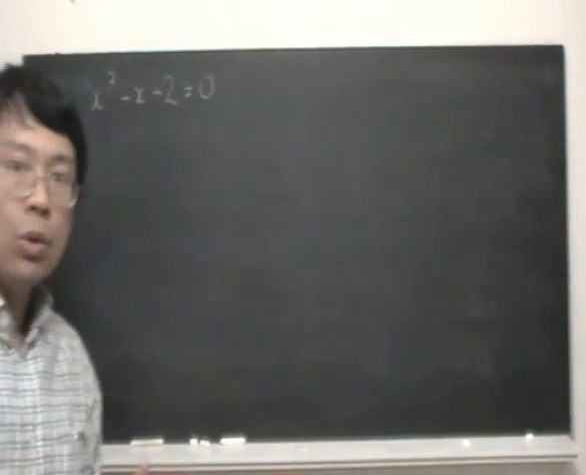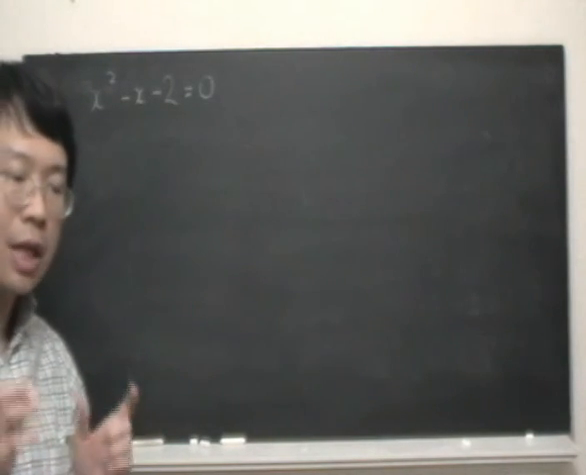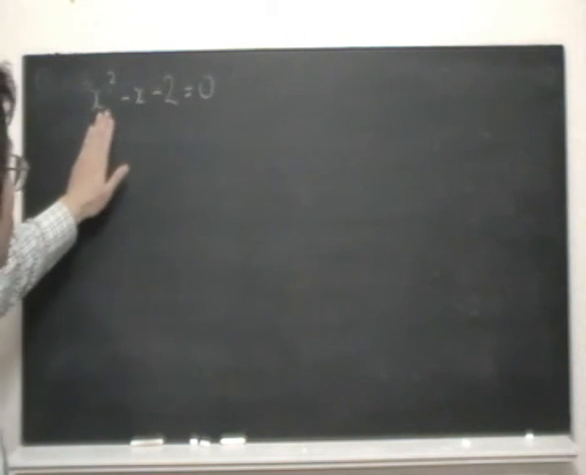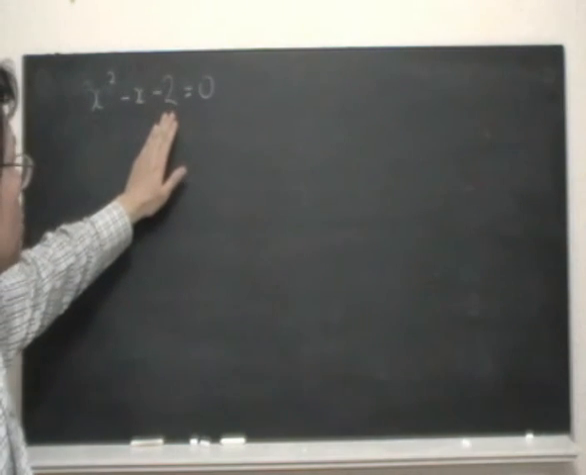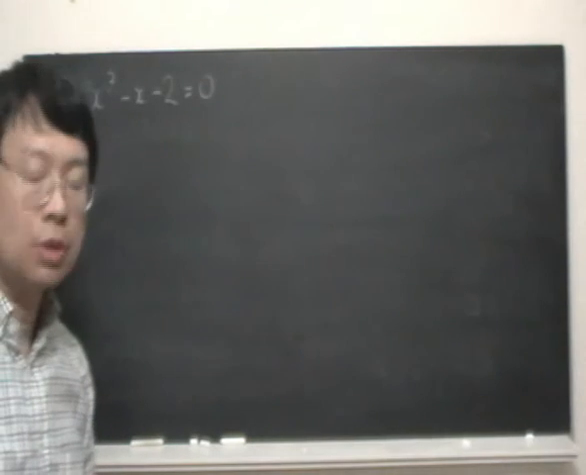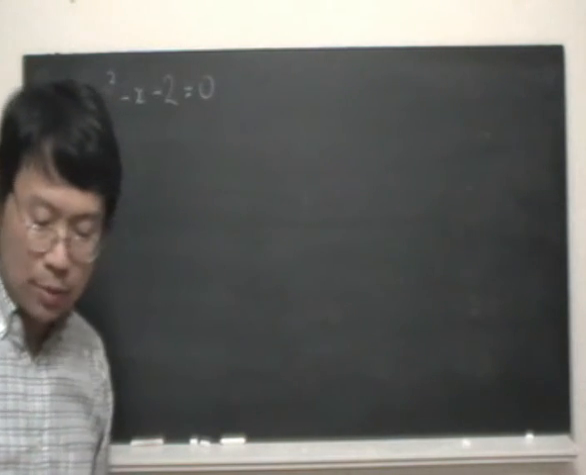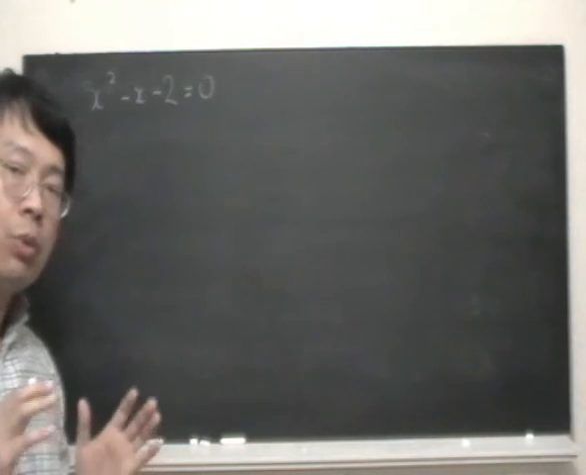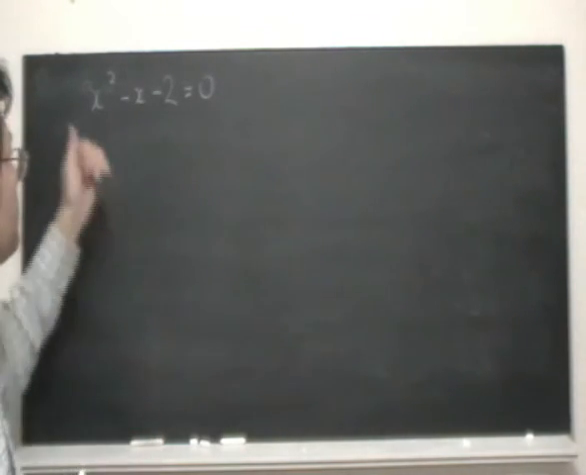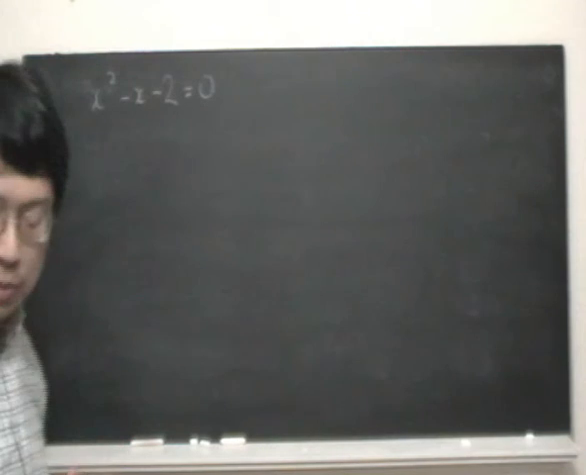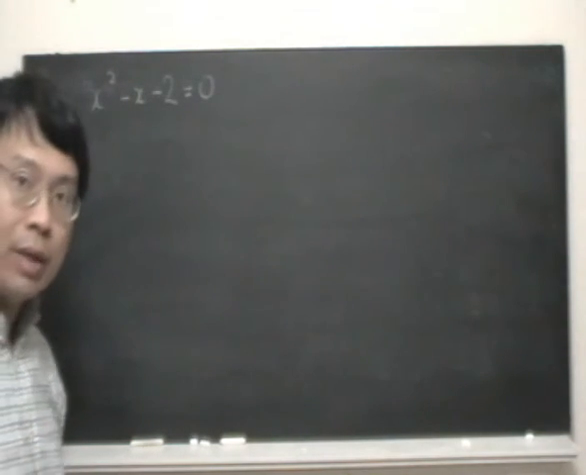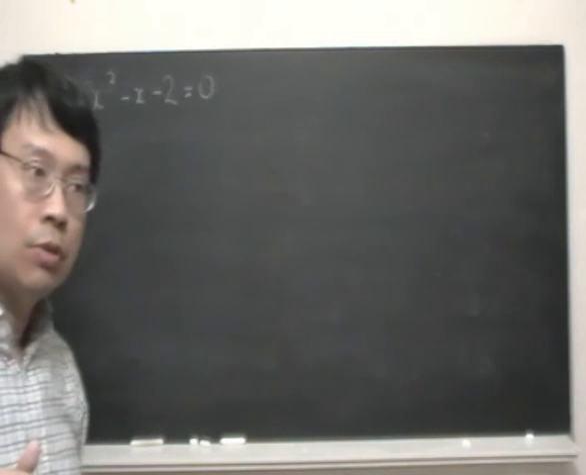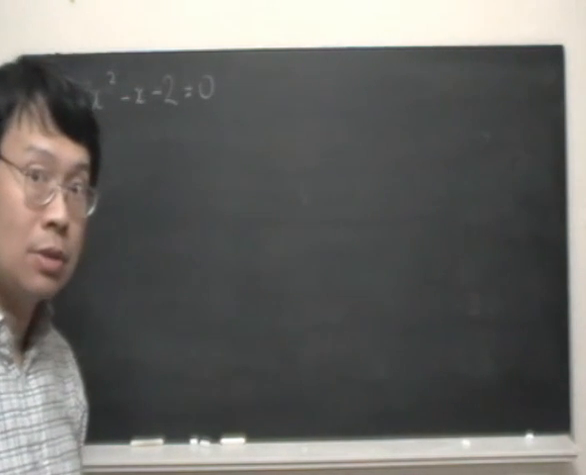Let's look at a slightly more difficult example. x squared minus x minus 2 equals 0. So that's a quadratic equation, and we want to find x. Now the way to do this equation is to factorize it.